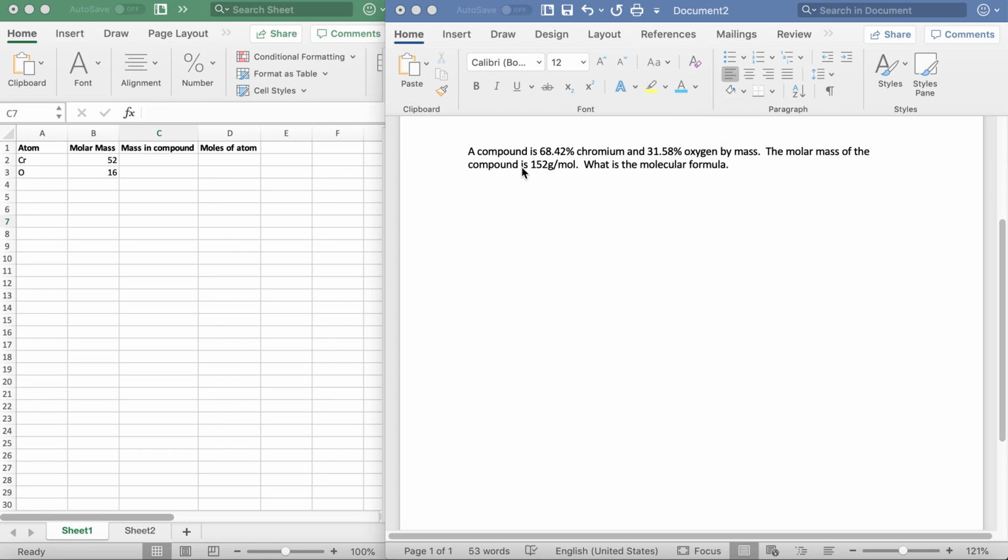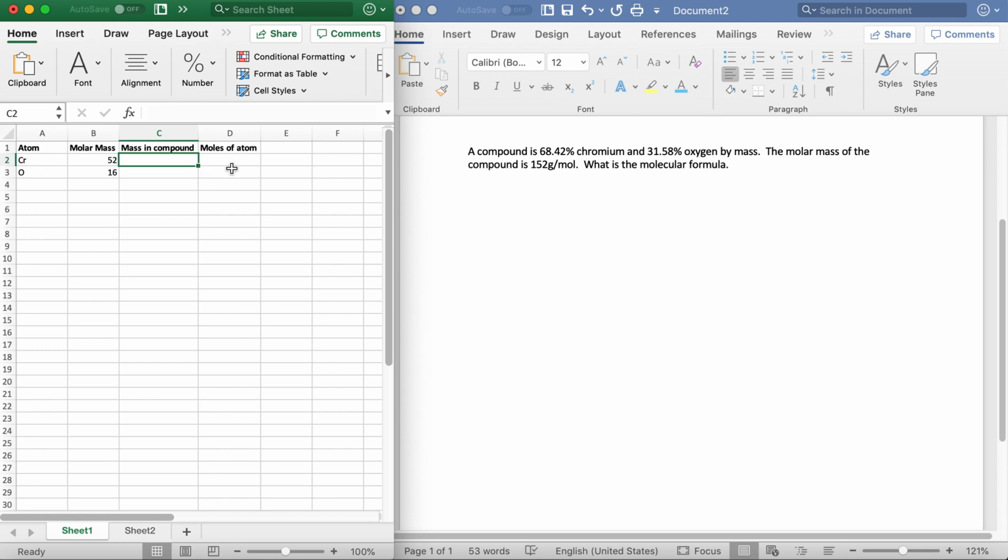Just like we did in the first example, we're going to assume a total mass of compound of 100 grams, and we're going to assume that these percent values correspond to the gram value of each atom in that compound. So let's plug these numbers in. I already went to the periodic table and got the molar mass of chromium, which is around 52. Remember, we can round because these types of problems tend to be very rounding friendly. And the molar mass of oxygen is 15.999 grams, which I'm going to estimate as 16 grams per mole.